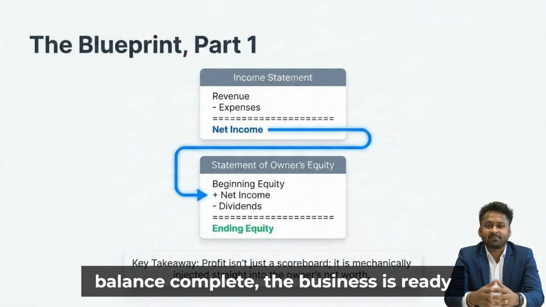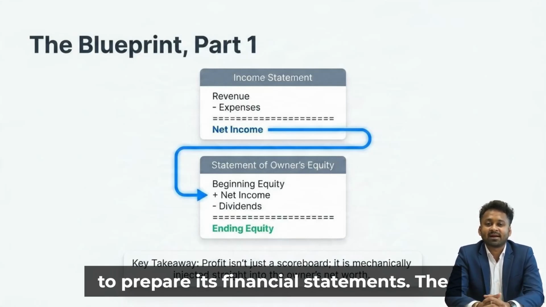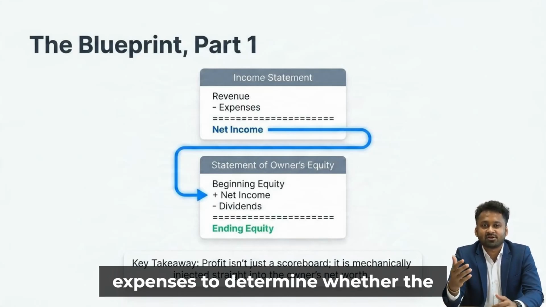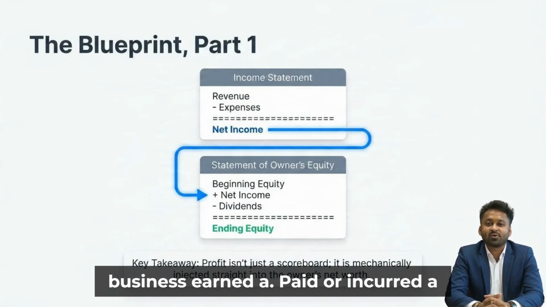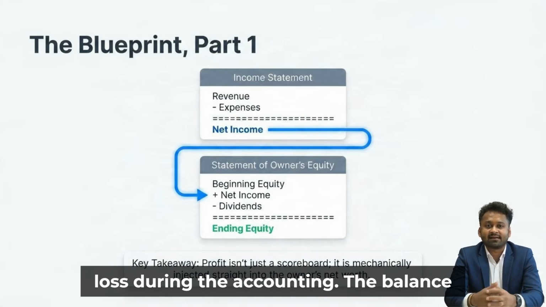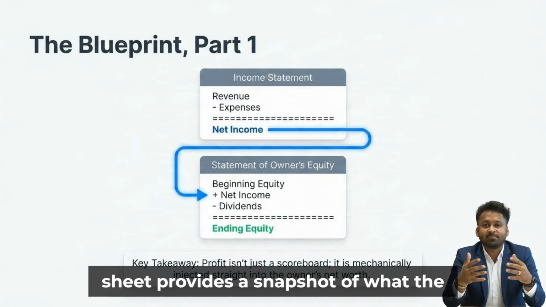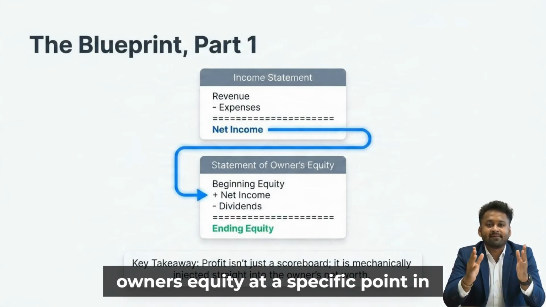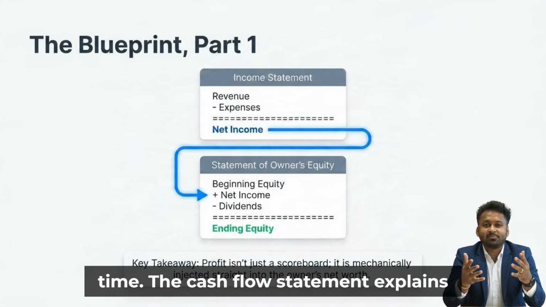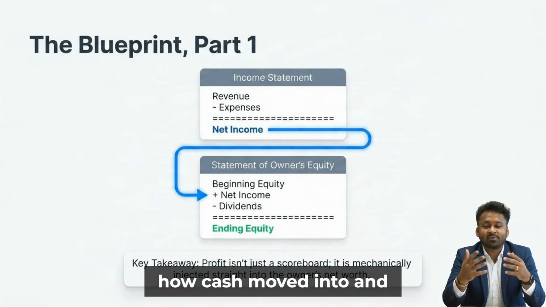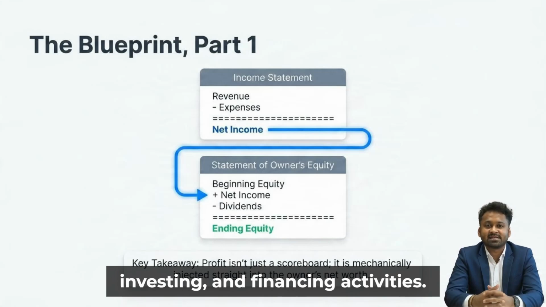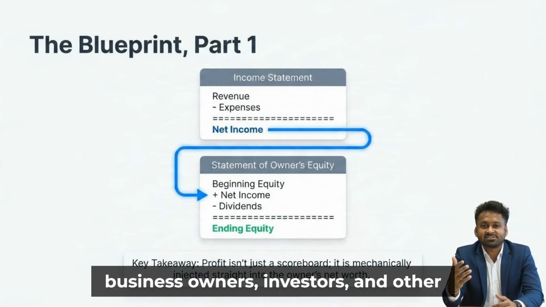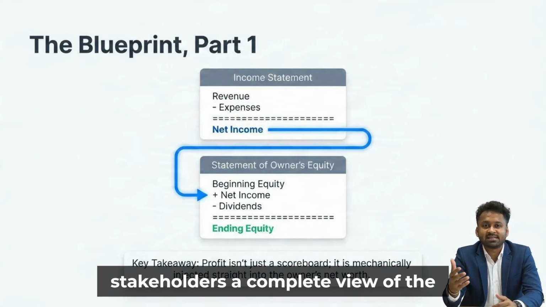With the adjusted trial balance complete, the business is ready to prepare its financial statements. The income statement summarizes revenue and expenses to determine whether the business earned a profit or incurred a loss during the accounting period. The balance sheet provides a snapshot of what the business owns, what it owes, and the owner's equity at a specific point in time. The cash flow statement explains how cash moved into and out of the business through operating, investing, and financing activities. Together, these three reports give business owners, investors, and other stakeholders a complete view of the company's financial health.